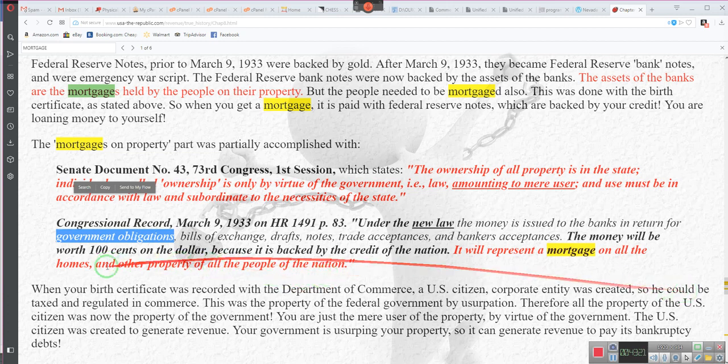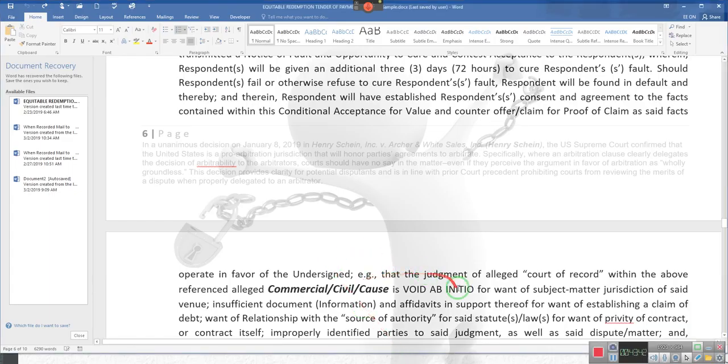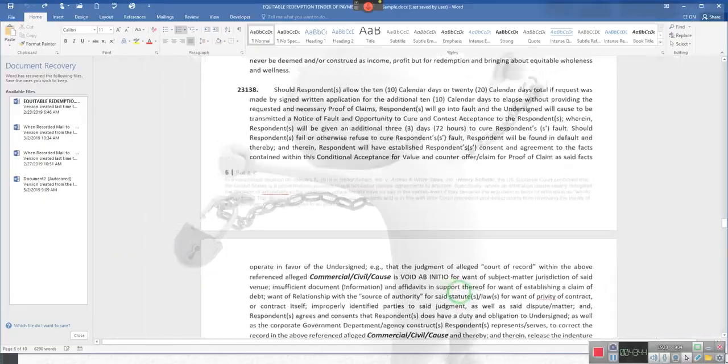See, it represents a mortgage on all of the homes, and the all is still included, other property of all the people. Well, I'm my own property. I own my stuff. I get to do what I want to do. I'm free. No, you ain't. You've been mortgaged. So, ladies and gentlemen, how do you get that mortgage off of you? How do you get rid of a mortgage? Redeem it, people. Pay it off. How do you pay it off?